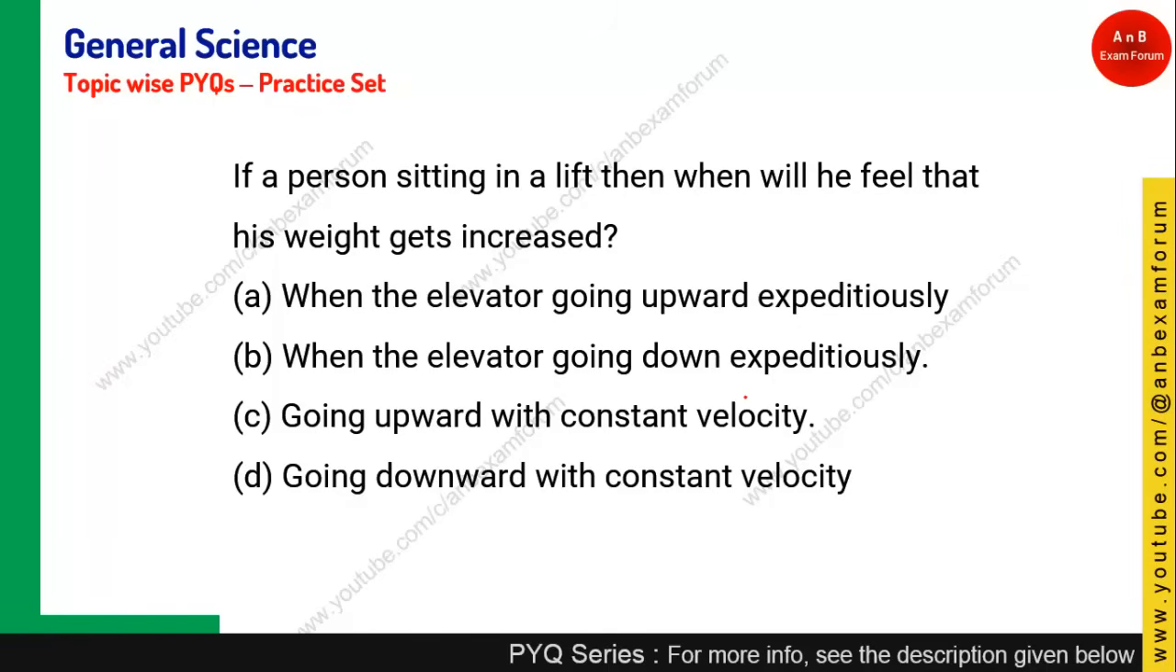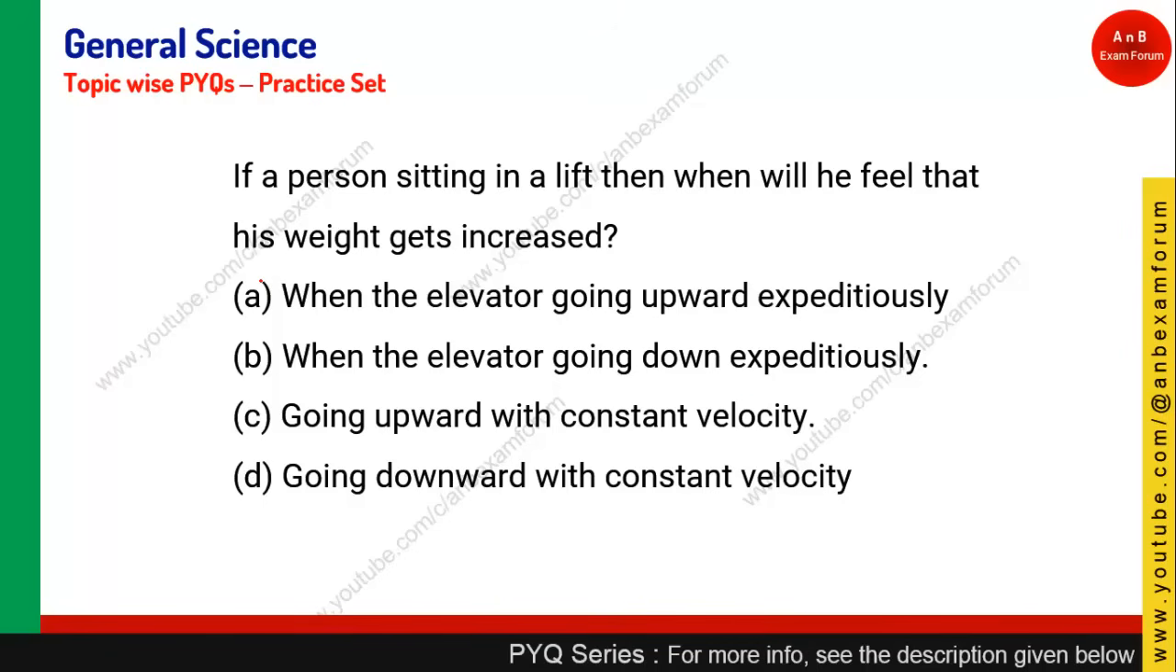Let's see the next question. If a person is sitting in a lift, when will he feel that his weight is increased? This is again about apparent weight. Remember, when the lift is going up, the weight will increase, since the acceleration is in the same direction. When the lift is going down, the weight will come down. So when the person sitting in the lift feels that his weight has increased, the elevator is moving upward. So option A is the right answer.